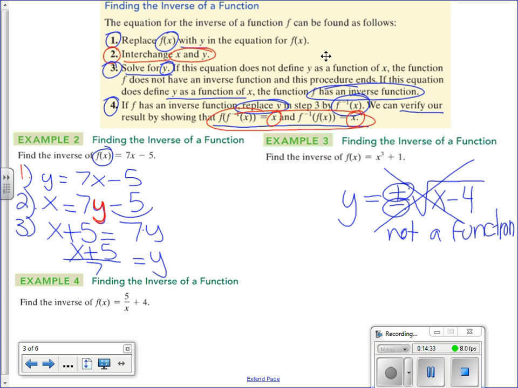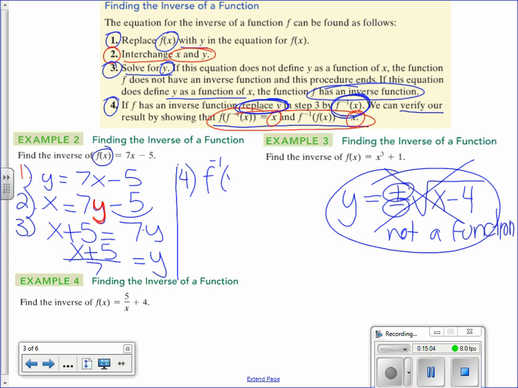Now the question is, does that equation define y as a function of x? Yes, it does, right? If you pick any number for x, you will only get one and only one value for y. It's not something like the one I had here. So because of that, we can move on to step number 4. And step number 4 says just to replace y with the function notation f inverse. So f inverse of x is equal to x plus 5 over 7.